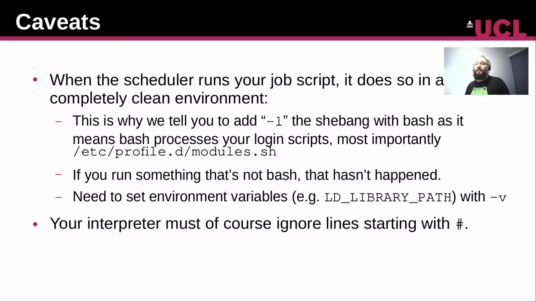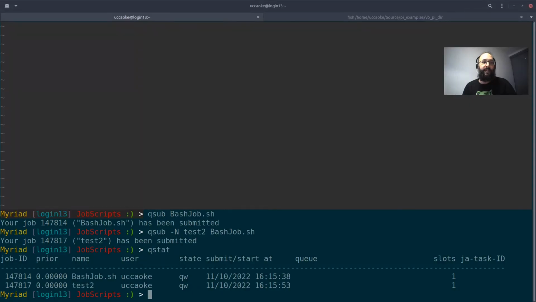And so there's a bunch of setup that has not happened, and so your program will likely not work. However, you can do some of that setup as resource requests. For example, one of the very important variables to have set is LD_LIBRARY_PATH, which tells the operating system how to find the dynamically linked libraries that are part of your program. You can set that with one of the scheduler options, which is -v. So you can work around that one. And the other problem is your interpreter must ignore lines starting with a hash. So, let's go back to the shell.